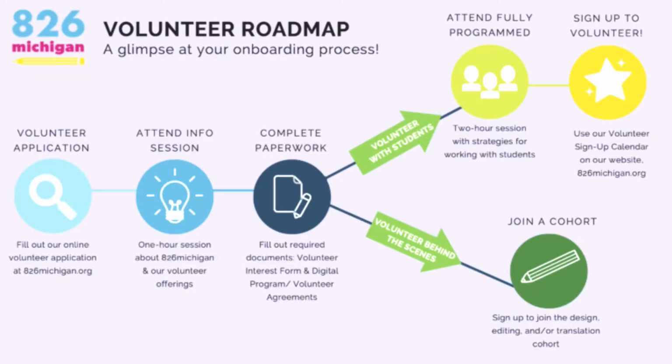Here I bring you an example of an onboarding process at the organization 826 Michigan, where they have a very clear volunteer roadmap. So from the first application, they have an info session where all the volunteers who are interested can join. Then they have a paperwork to be completed, and then they actually even have two different paths. They have the path of volunteering with students and volunteering behind the scenes in the administration.